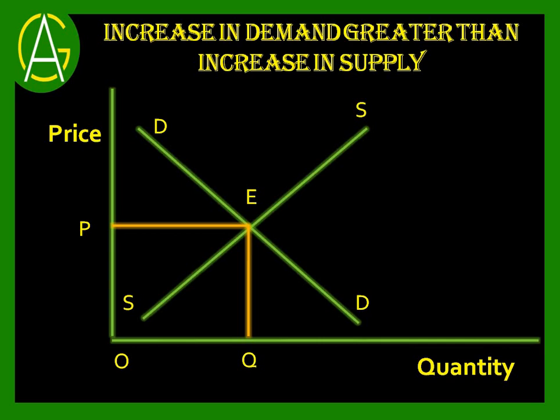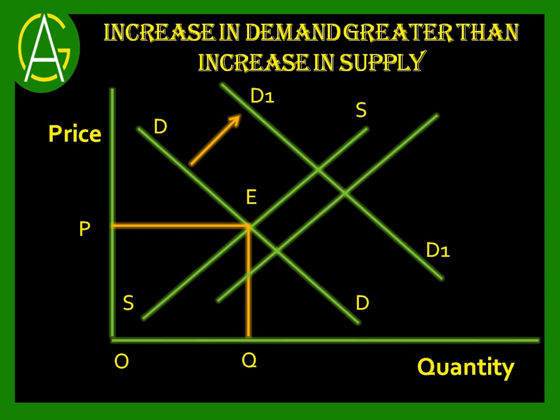Now we can see there is increase in demand, so new demand curve will be presented on the right side. New demand curve D1 D1, but at the same time there is increase in supply also, but the supply has increased by a lesser amount. New supply curve will be found out. This is a new supply curve on the right side of the original supply curve, and this is S1 S1, the new supply curve.